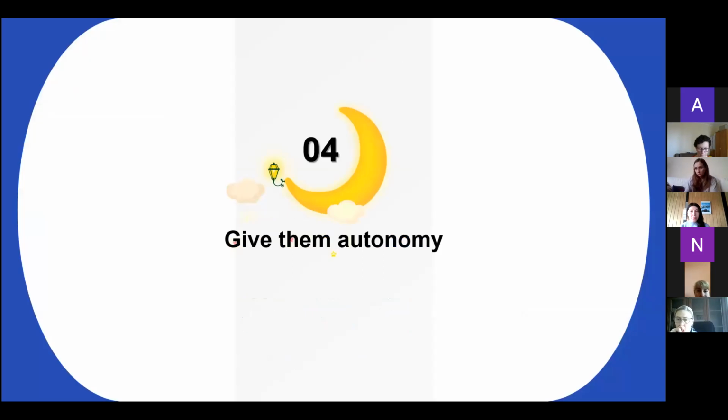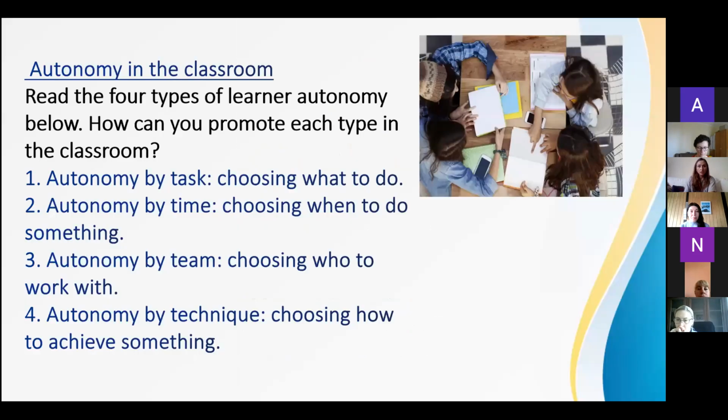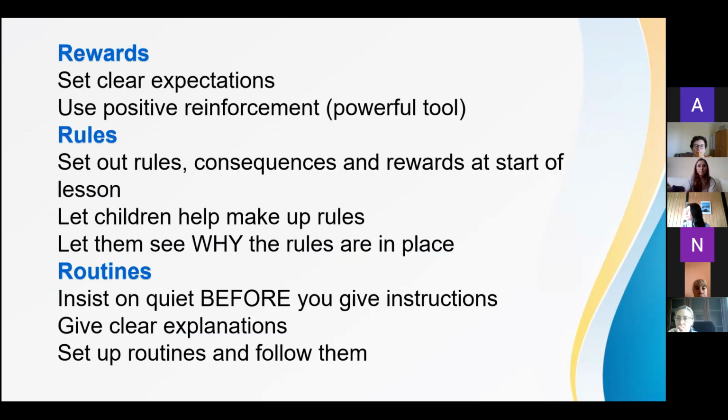The next one is giving autonomy. We discussed autonomy in our last session. It's autonomy by task, choosing what to do, autonomy by time, choosing when to do something, team, choosing who to work with, and autonomy by technique, how to achieve something. Of course, it's all about guidance. Because when there is a paradox of choice, they start feeling anxious, and we give them the opportunity to choose, but we can guide them in how to do it.